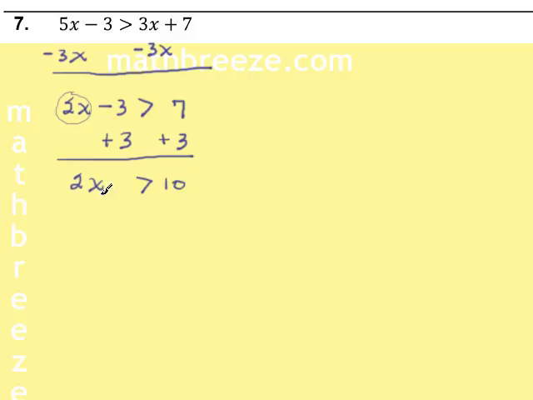And now finally, let's isolate x. X is being multiplied by 2. Let's divide by 2. And we have x is greater than 5.